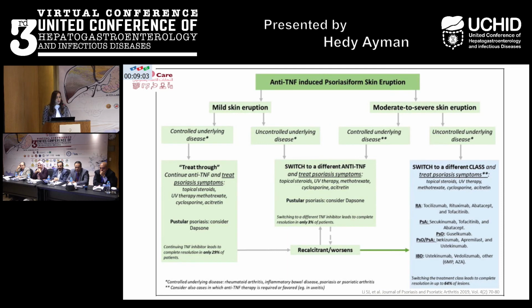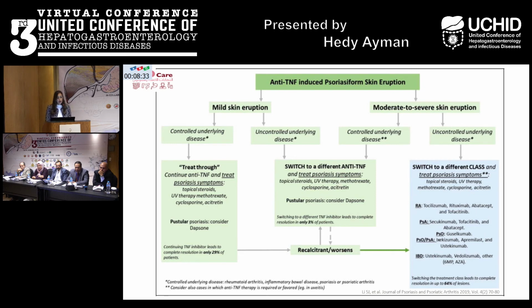This is a proposed algorithmic approach to the management of anti-TNF-induced psoriasiform skin eruptions. First, in case of mild skin eruption with a controlled underlying disease, a treat-through strategy is usually adopted. This means that we should continue the culprit anti-TNF agent at hand and treat the psoriasis symptoms using either topical steroids, UV therapy, or methotrexate or cyclosporin.